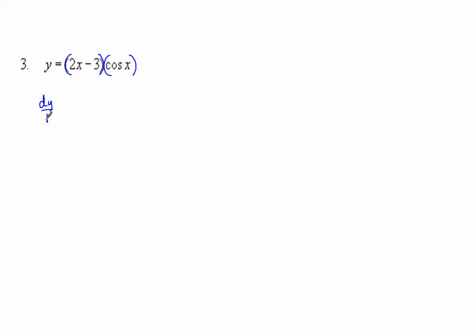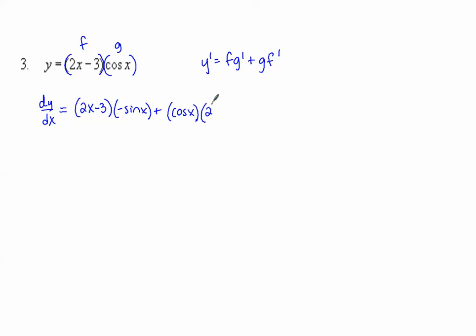dy/dx equals, the first function is 2x minus 3. The second function, its derivative is what I want next. Now remember, if it's helpful, call these f and g and write that your derivative will be f g prime plus g f prime. So g prime is negative sine of x plus g, the second function, as it is, f prime, the derivative of the first function, 2.